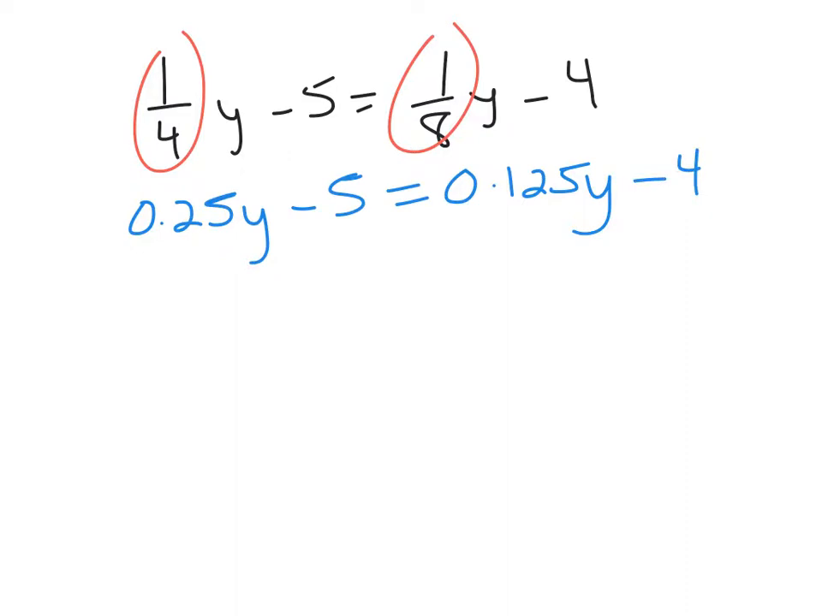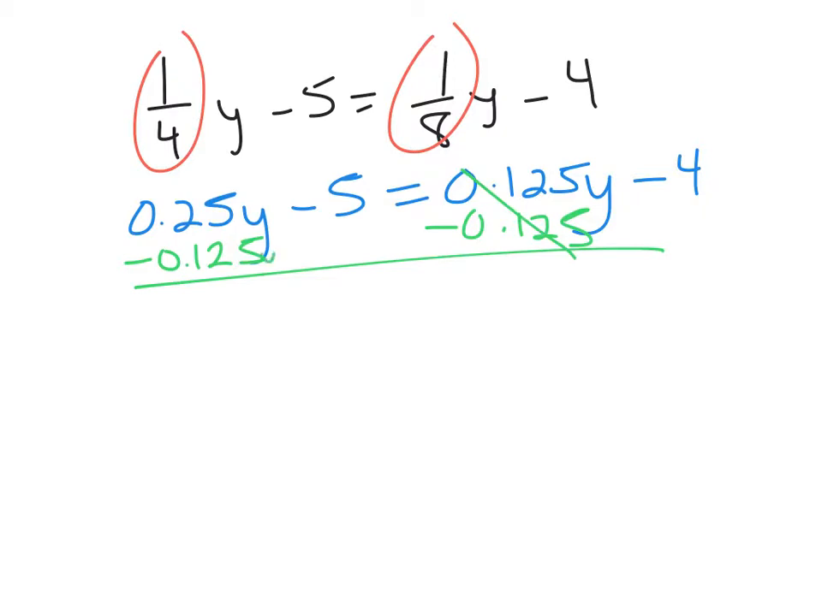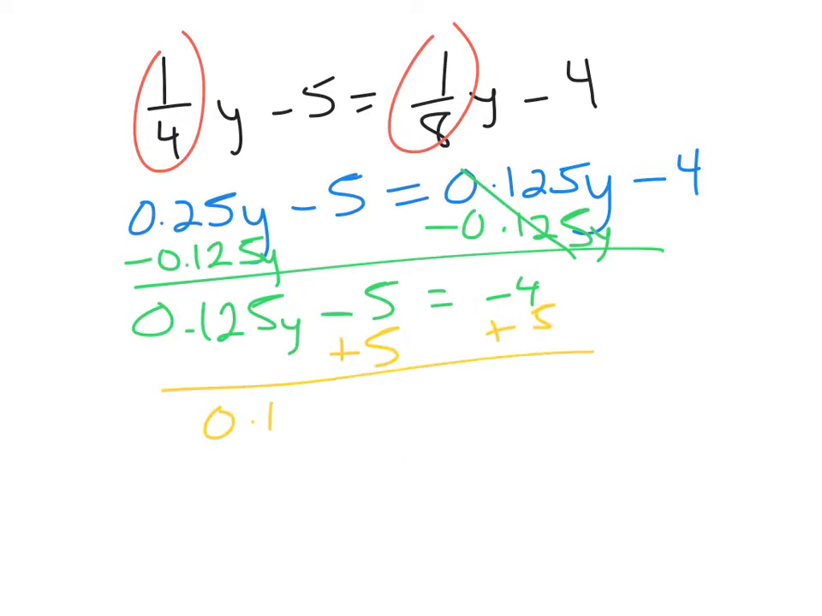So what we need to do is get our variable by itself on one side of the equation. So I subtract 0.125y on either side. That allows me to eliminate it over there, and that's, again, 0.125y. So it leaves me with 0.125y minus 5 is equal to negative 4. And then I want to get the variable by itself, so I'm going to add 5 to both sides. That will leave me with 0.125y is equal to positive 1.